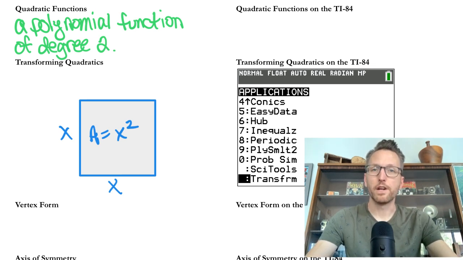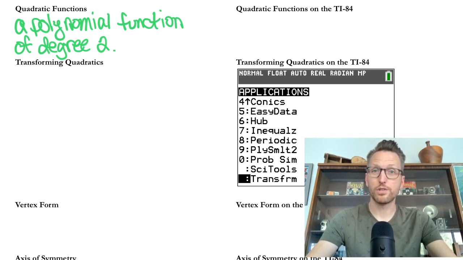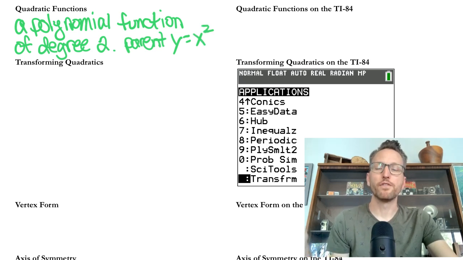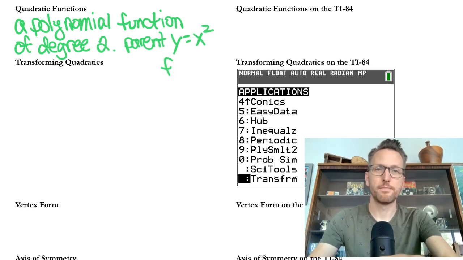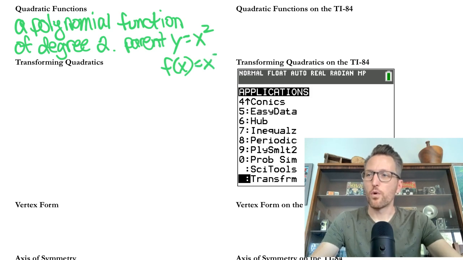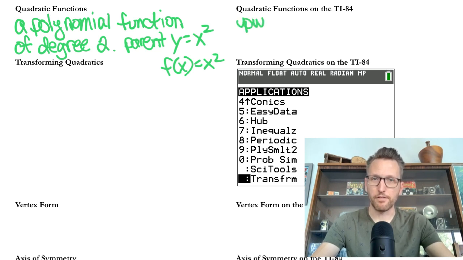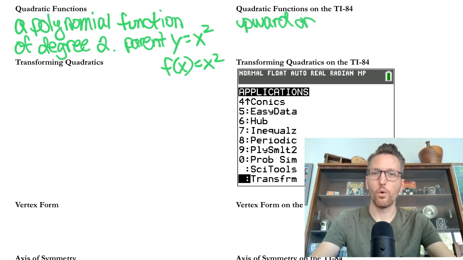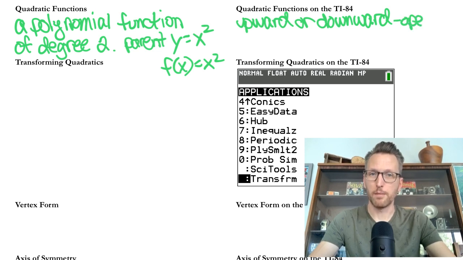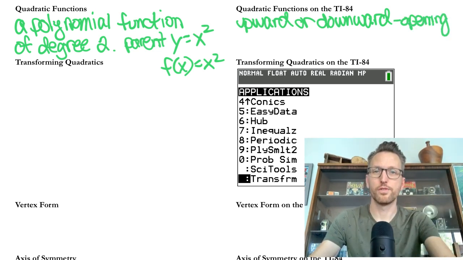The parent function, or the general function that relates to quadratic equations, is y equals x squared. We could also write f of x in function notation equals x squared. So that's it for just the basics there. Now on the TI-84, what I want to point out is that when we look at the graph of this equation, y equals x squared, or any transformation of it, it would be either an upward or downward opening parabola. So it's this nice curve.